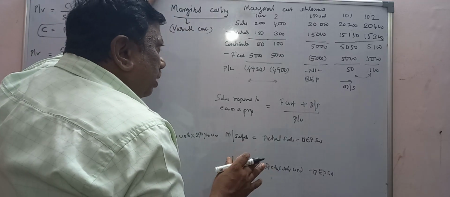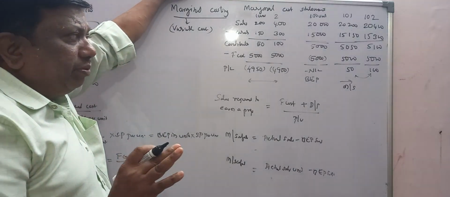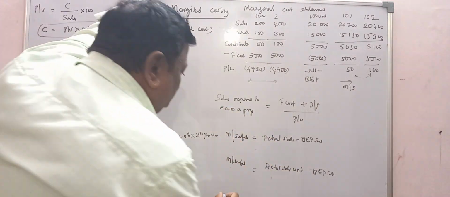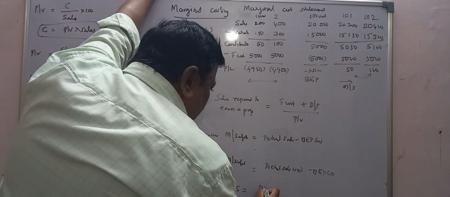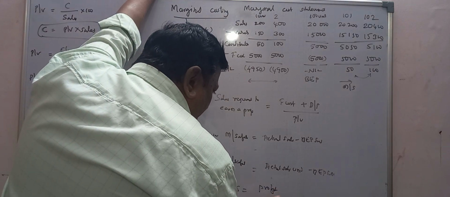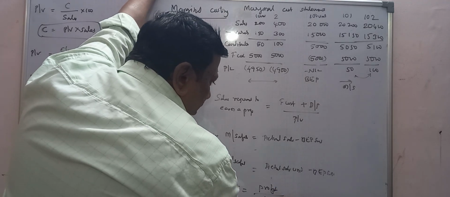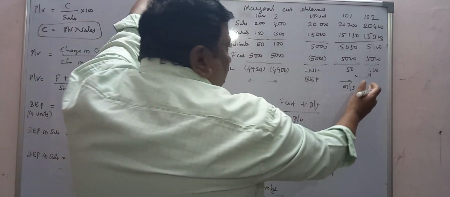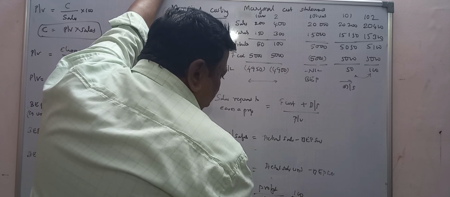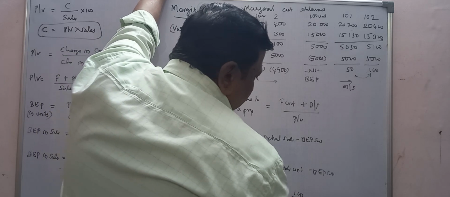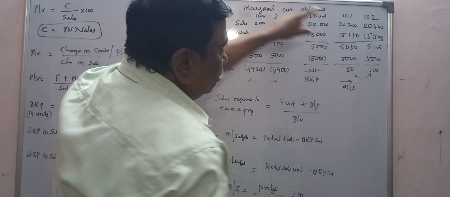So margin of safety means what? We are in profit position only. Correct, right? So one more formula, margin of safety. When we are in profit, that's why profit is important. If you know PV, that also can be calculated. If I know profit is 100, and PV I know is 0.25, then we'll get 400.